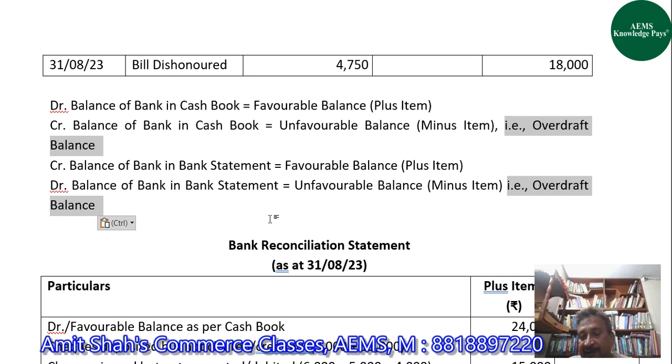I have explained you earlier, guys, while explaining you cash book, what is overdraft. Overdraft means your money is deposited in bank, and you have withdrawn more than that. That is why we call it overdraft, means amount overdrawn. So are you done with these changes, guys?